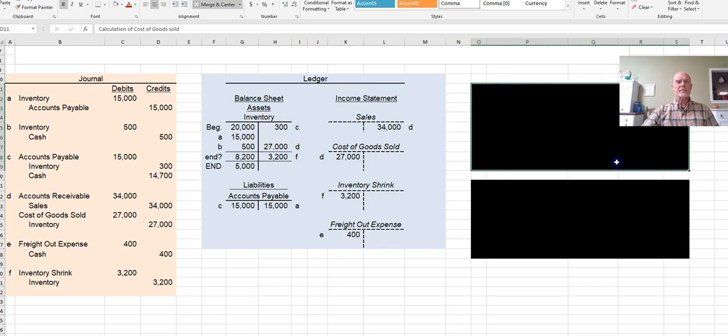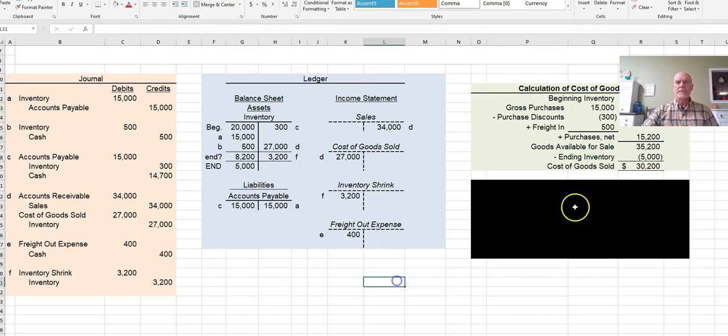First of all, let's calculate our cost of goods sold. And we had beginning inventory of 20. We had some purchases adjusted by freight and discounts that came to a net cost of $15,200. So added to our beginning inventory and our goods available is $35,200. We know we have ending inventory of $5,000. So our cost of goods sold, ignoring any other information, would be $30,200.